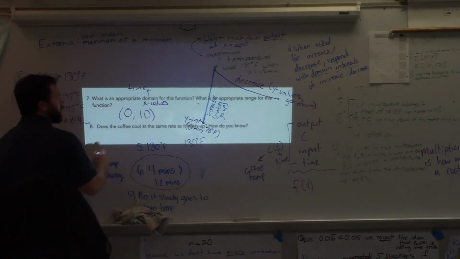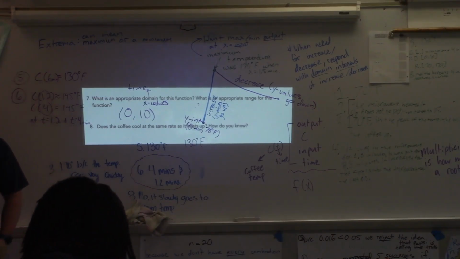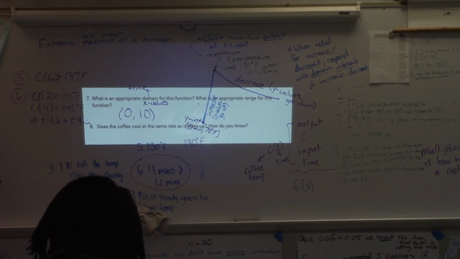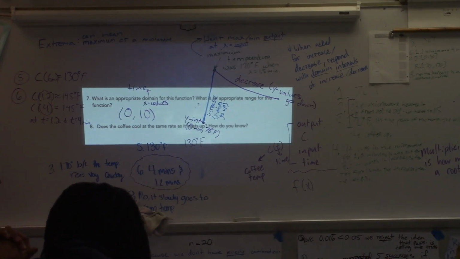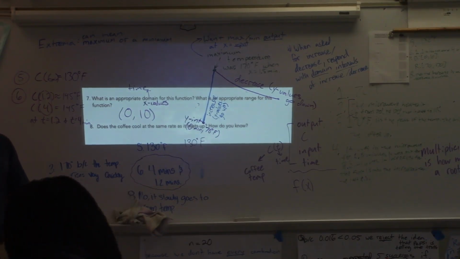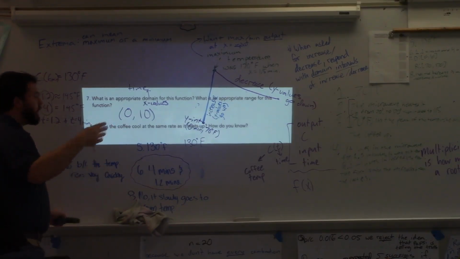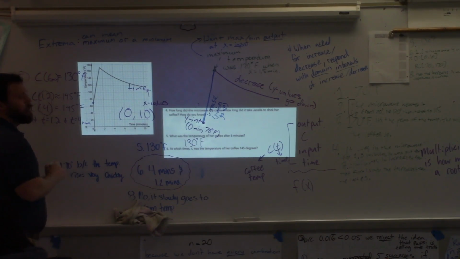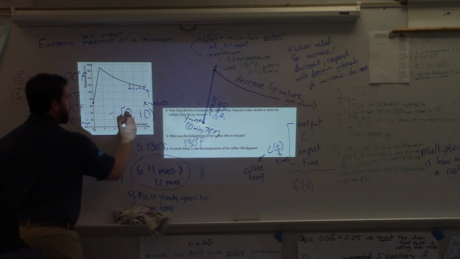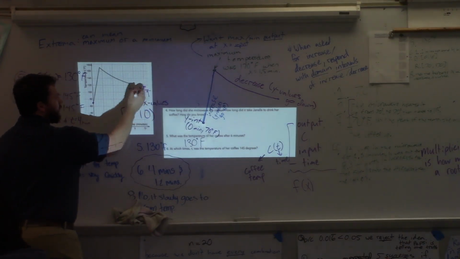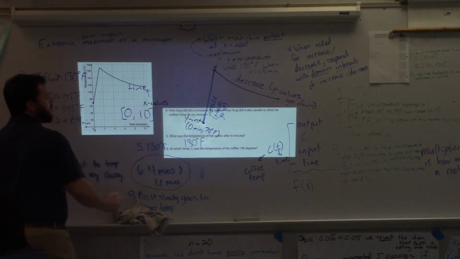And I saw some people do parentheses, and I saw some people do brackets. Which one is it? Brackets. Why brackets? Because it touches the point when it's closed. I actually do like that language, but I will point out, do we actually have that point? Is it a closed point or an open point? Like, do you actually have 0 minutes on this graph? Yes. If you actually have it, then you need a bracket. Does the coffee ever get to 10 minutes? Yes. So you need a bracket.